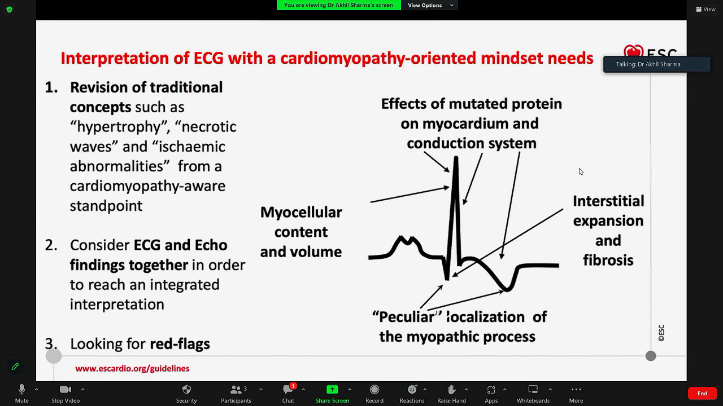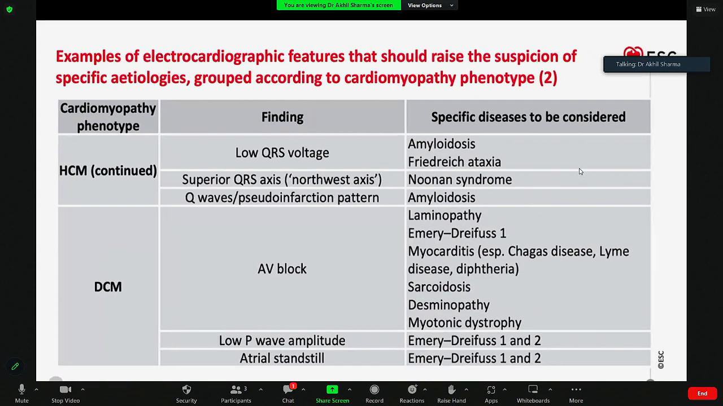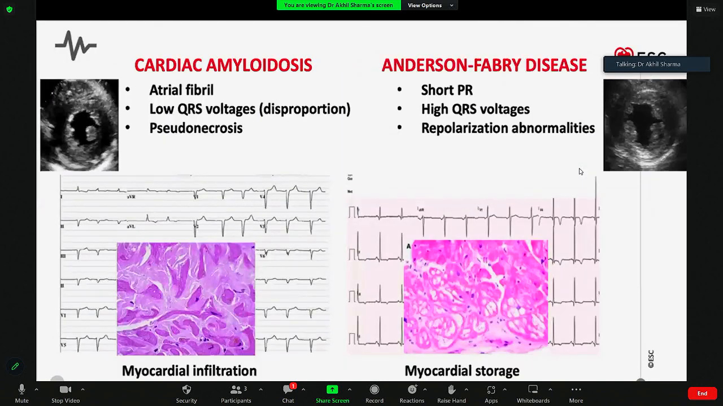Now come to the ECG. ECG again has some criteria, some additional features, which give us, to some extent, an idea of which cardiomyopathy phenotype we are going to address. So in a hypertrophic cardiomyopathy patient, sometimes short PR or pre-excitation gives a specific idea, as do AV block and extreme LVH. These are the features which can suggest the specific diagnosis, although they are not confirmatory diagnostic parameters, similar for DCM or other specific diagnoses.